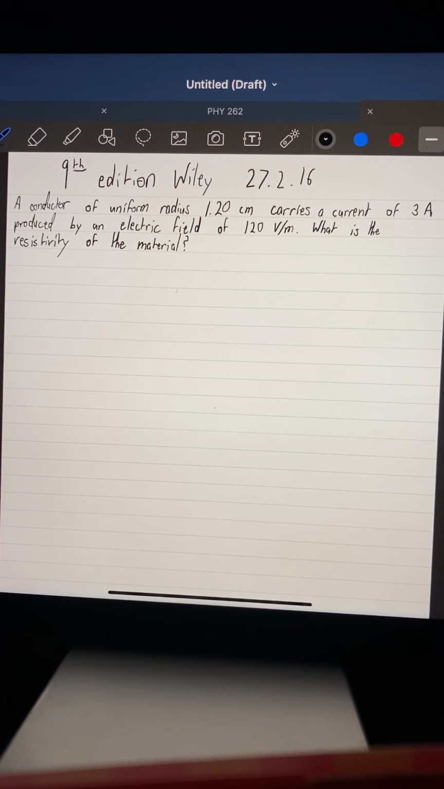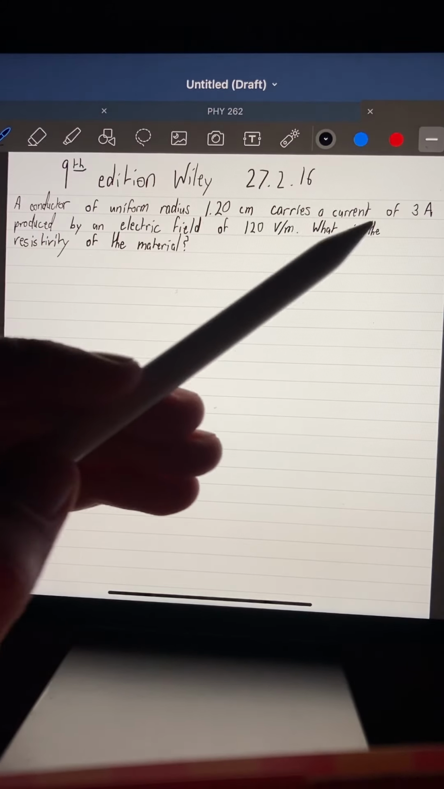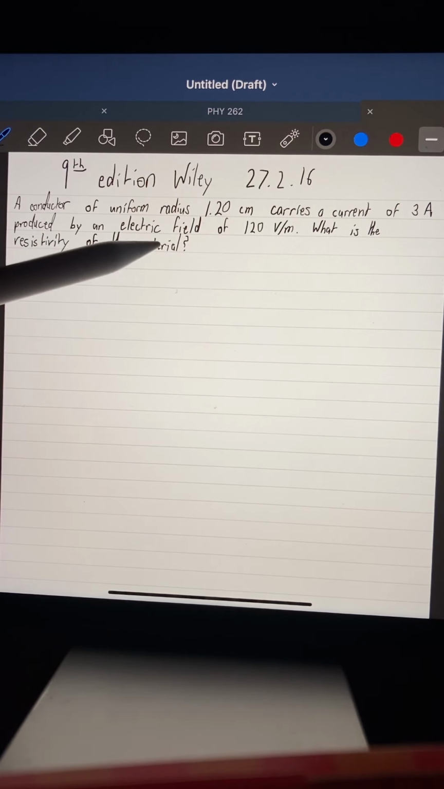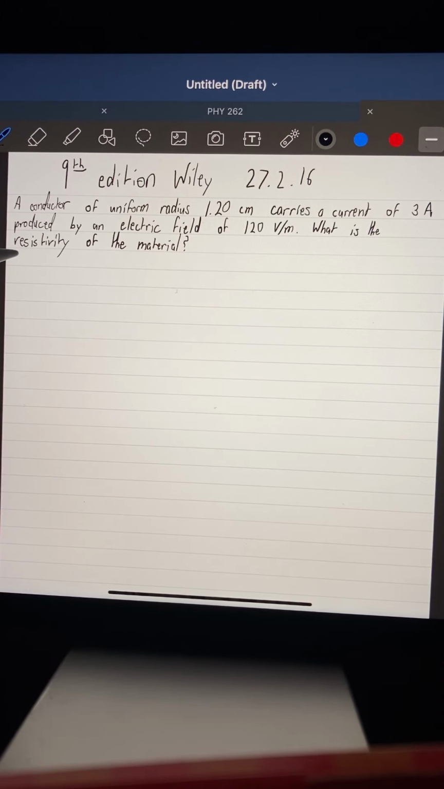So the problem that we're going to solve is that a conductor of uniform radius of 1.2 centimeters carries a current of 3 amps produced by an electric field of 120 volts per meter. And we're asked to find the resistivity of this material.